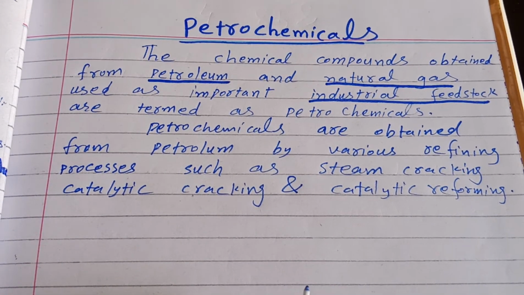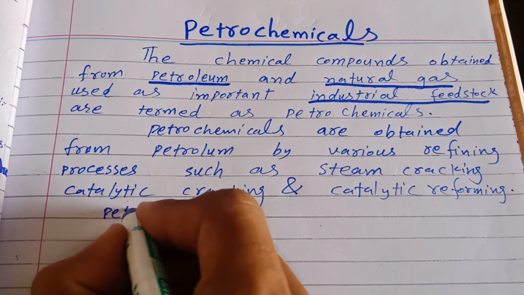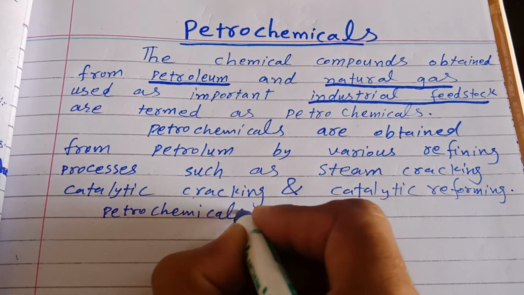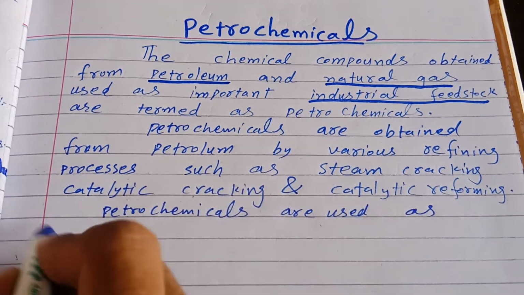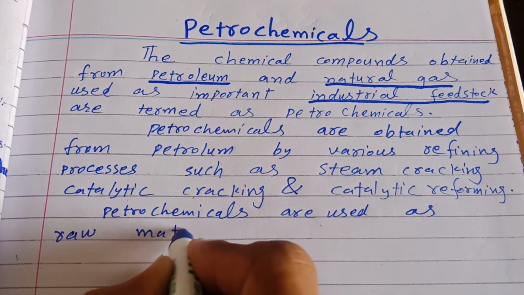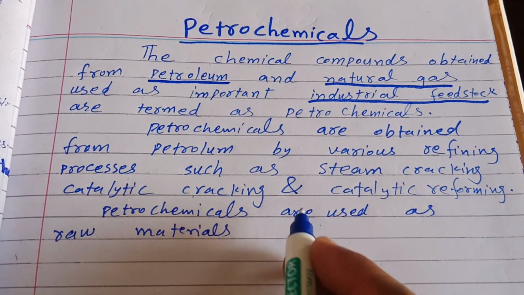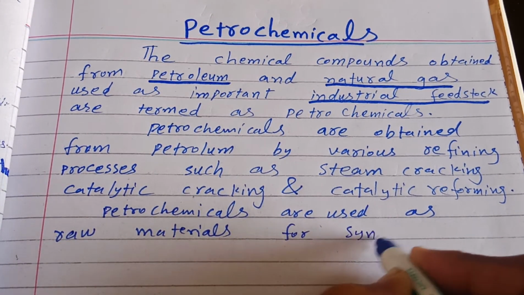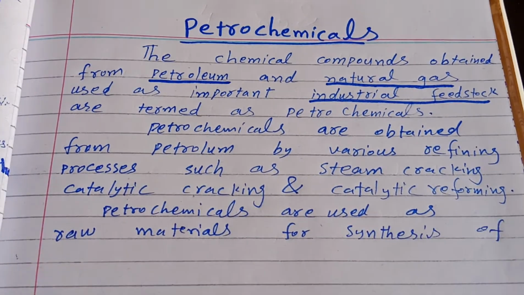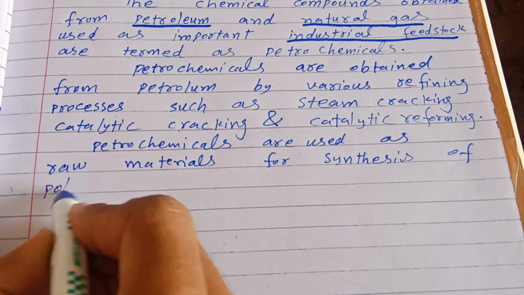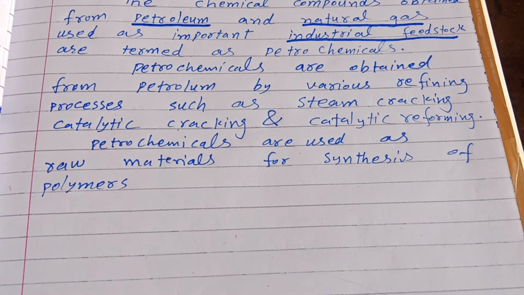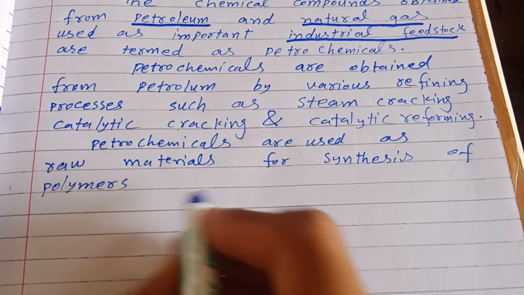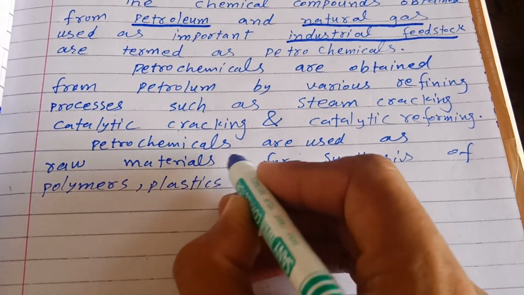Petrochemicals are used as raw materials for synthesis of polymers, plastics, rubbers, fabrics.